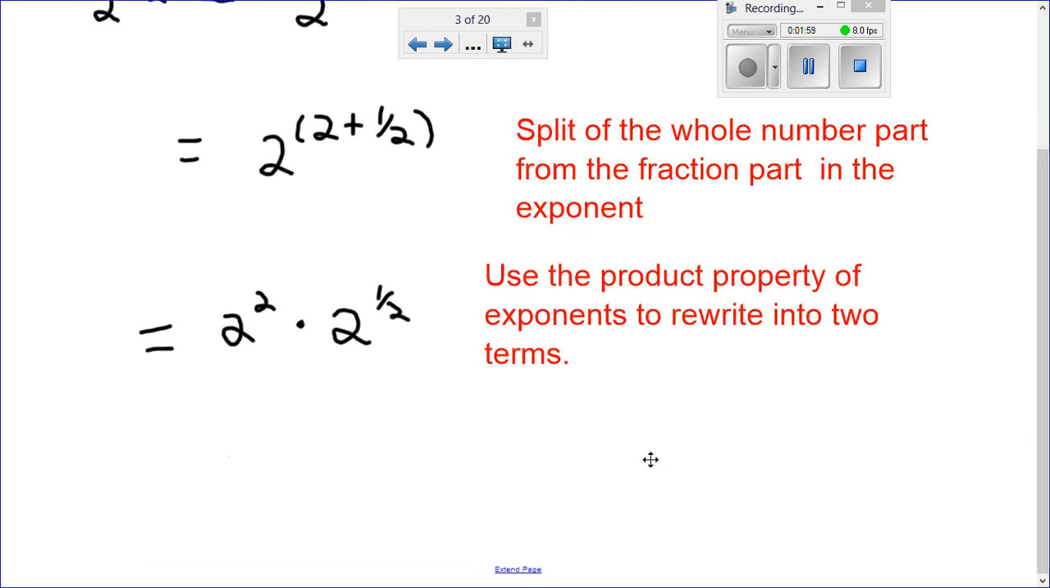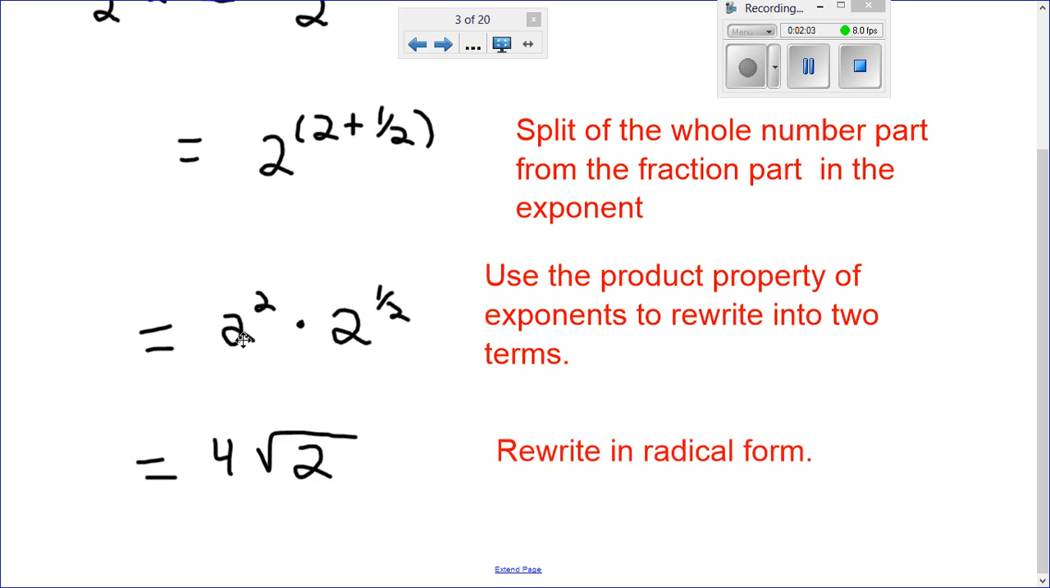Okay, moving on. We're doing this in order to rewrite them in radical form. We know that 2 squared is simply just 4. And if we rewrite 2 to the 1/2 power back into radical form, where 2, the denominator, is our index to our radical, we get this. So this simplifies out to 4 square roots of 2. Now look over the process, make sure you understand it, because this is the second part to most of our simplification problems.